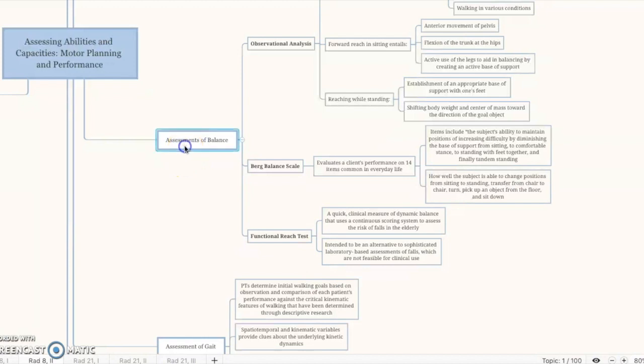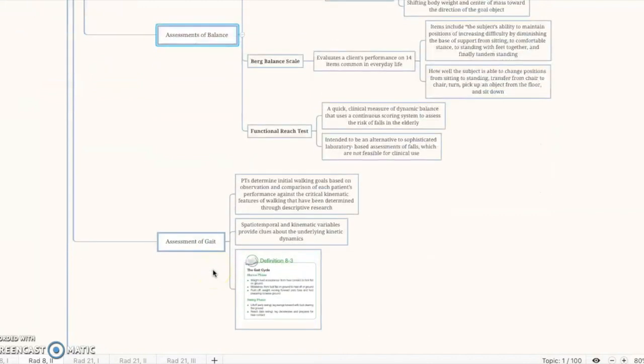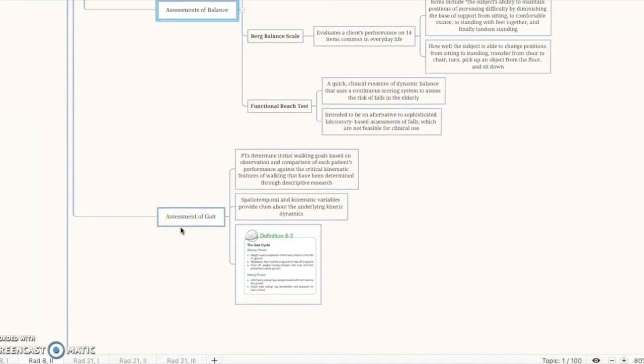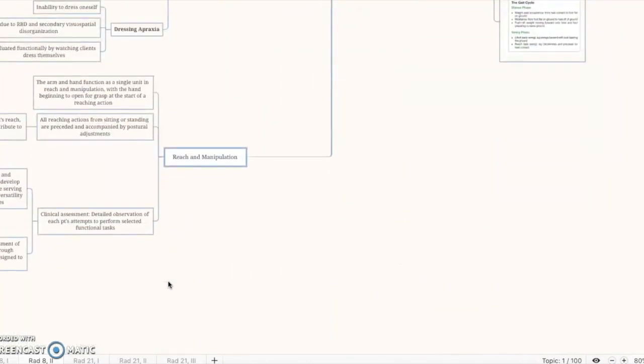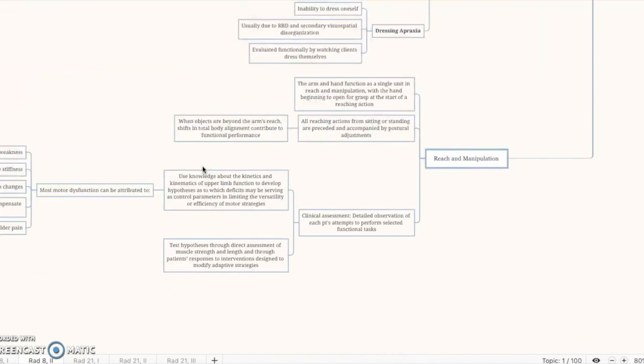Next is assessments of balance, which includes observational analysis, the Berg balance scale, and the functional reach test. We also have assessment of gait. Down here you can see we have reach and manipulation, which we go into the details over in this area.